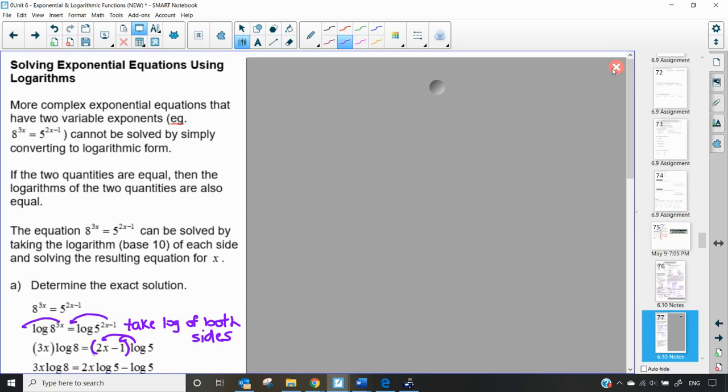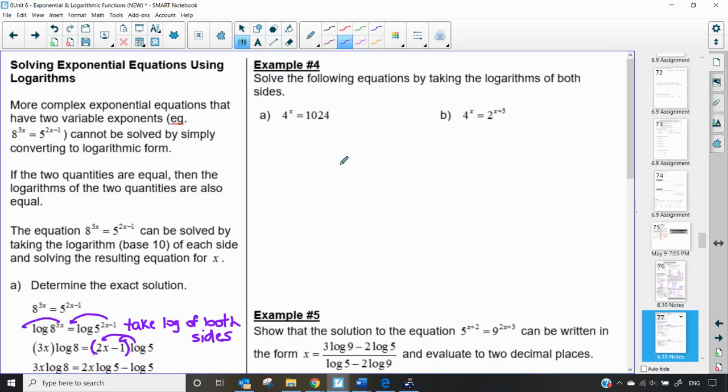All right, so let's take a look at some examples. First of all, we're asked to solve the following equations by taking the log of both sides. Now, before we get into that, I want to show you that we can solve these using other methods. 4 to the x equals 1024 can be solved by writing these as common bases. So 4 to the x can be written as 4 to the 5, and so x is 5.